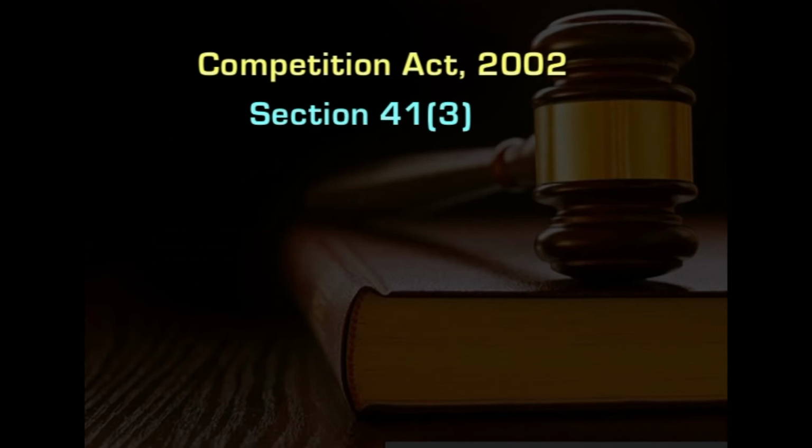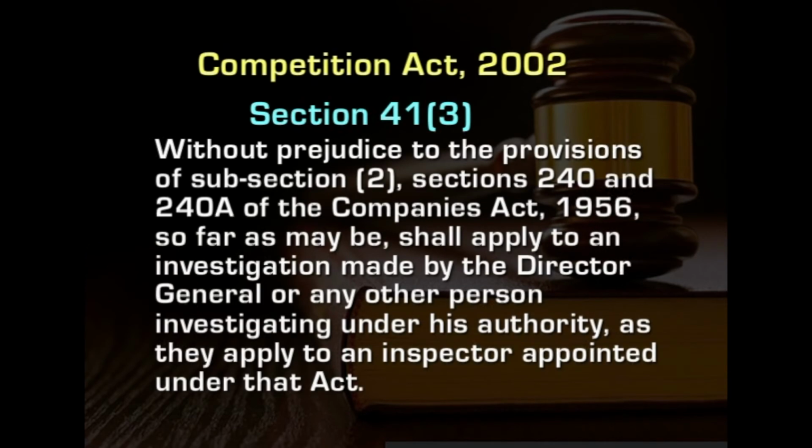Subsection 3 of section 41 reads as follows: without prejudice to the provisions of subsection 2, sections 240 and 240A of the Companies Act, 1956, so far as may be, shall apply to an investigation made by the Director General or any other person investigating under his authority as they apply to an inspector appointed under the Act. The purpose of this is that there is an additional power of investigation conferred under subsection 3, which is taken from the Companies Act and conferred upon the Director General for the purpose of completing investigation.